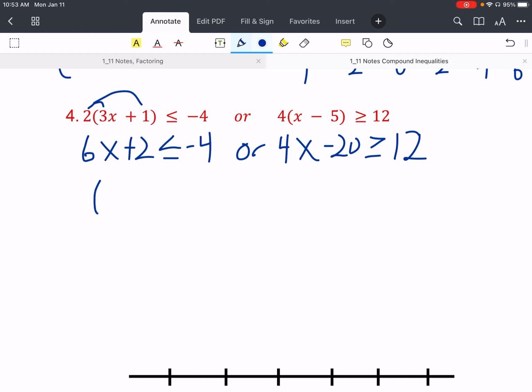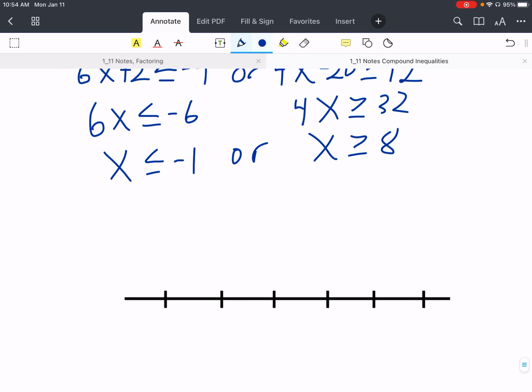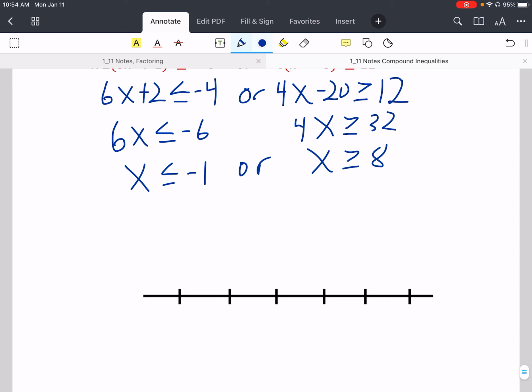12. This turns into 6x less than or equal to -6. X is less than or equal to -1. And then or 4x is greater than or equal to 32. X is greater than or equal to 8. So my number line, I would probably start at negative 2, 0, 2, 4, 6, 8. So less than or equal to negative 1, greater than or equal to 8.